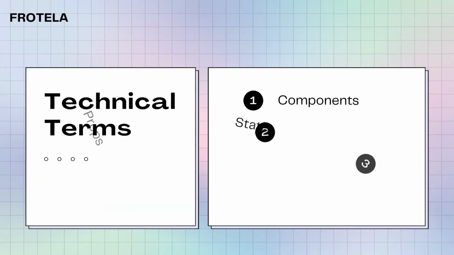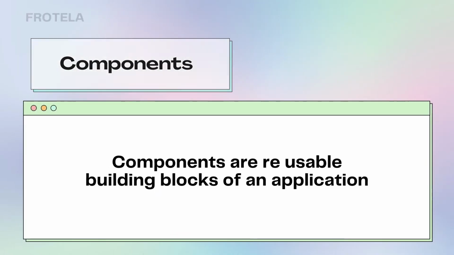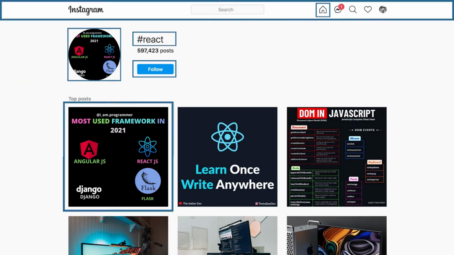Let's understand some of the technical terms that we hear most of the time related to React. Those are components, state, props, and JSX. Components are reusable building blocks of an application. Like, you can see this image. Every different piece of it can be divided into simple components. The use of components is that they can be reused in other parts of the site, and the whole site doesn't re-render on state changes.